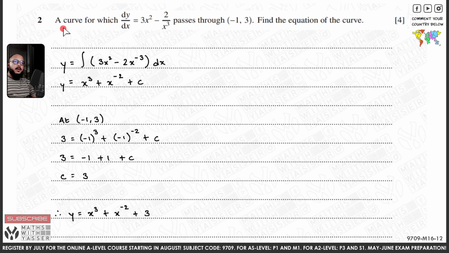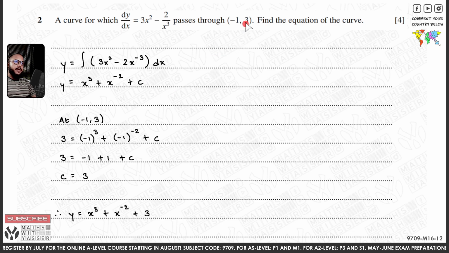Question number 2. A curve for which dy by dx is equal to 3x squared minus 2 over x cubed. It passes through negative 1 and 3. We need to find the equation of the curve. So since we are provided with dy by dx, we need to integrate this equation to find the expression for the equation of the curve. So integrating 3x squared, we get x cubed. And if we integrate this one, this will be minus 3 plus 1, which is minus 2. And minus 2 over minus 2 will give us positive 1. And this will become x to the power minus 2 plus c.